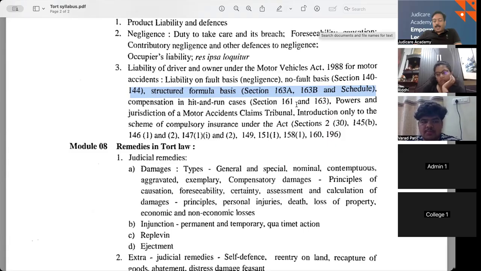Next thing is without a sidecar being attached where the vehicle is a motorcycle. So if required, if there is a sidecar which has to be attached to a motorcycle, it has to be running with that.